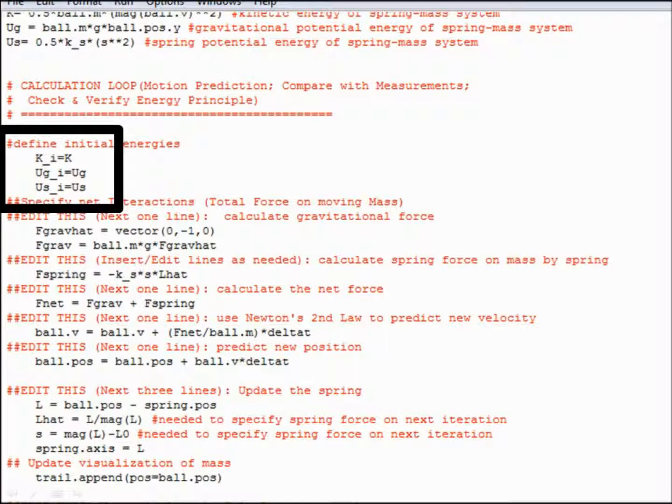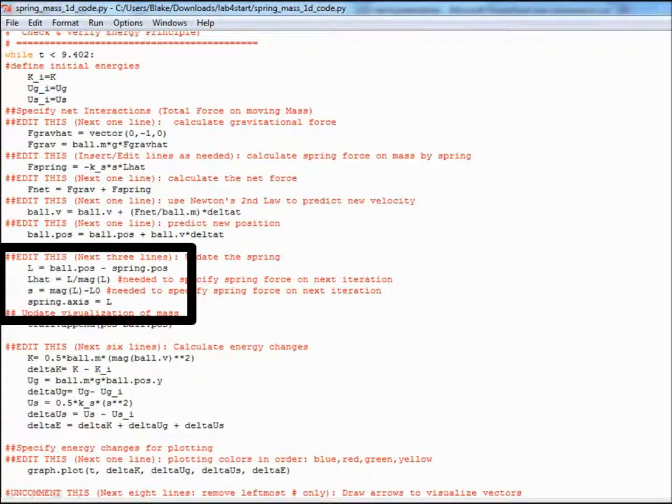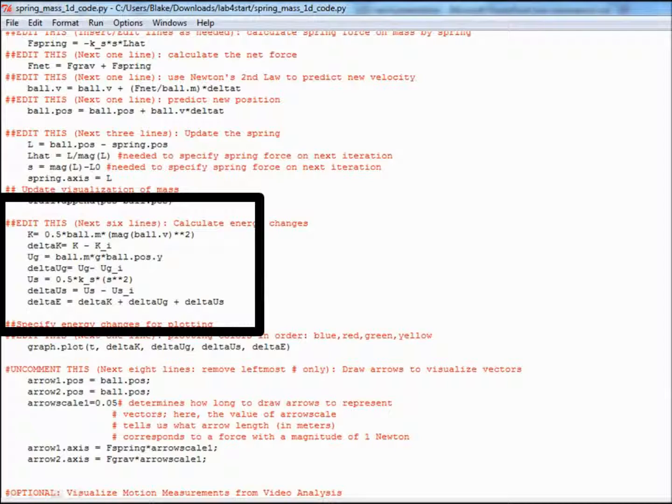Then I used the momentum principle. I identified the forces and velocities needed to update the position of the spring. I then identified the different energy and the changes in energy. After that, I graphed those changes in energy to make sure the energy principle was satisfied.